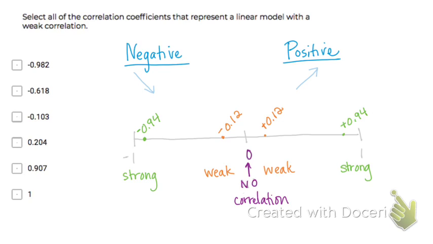So if we look at these choices here, which of these are weak? Which of these are close to 0, whether they are positive or negative? And I see two of them. This one is pretty close to 0. And this one is pretty close to 0. So these would be the two weak correlation coefficients.